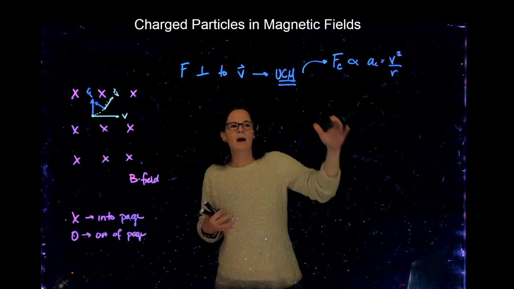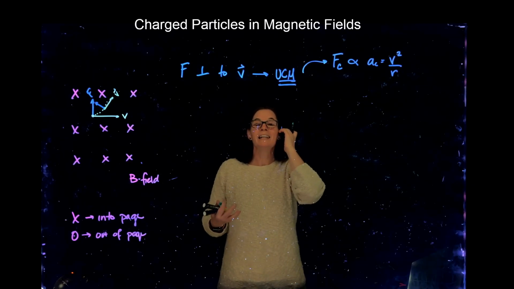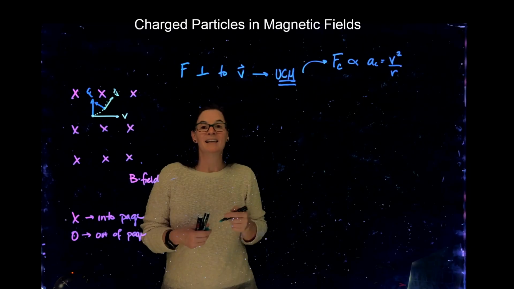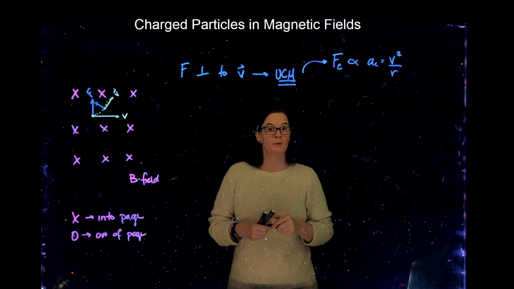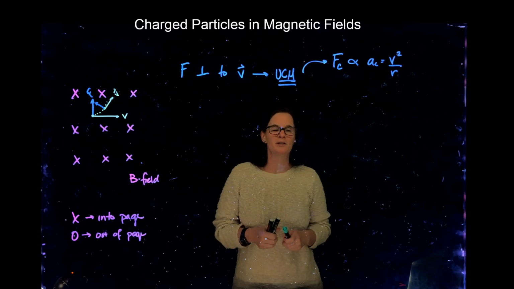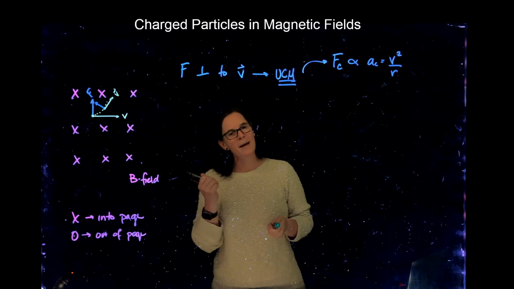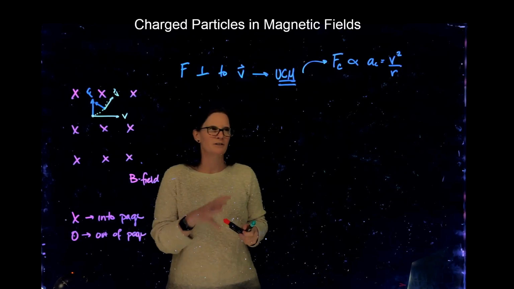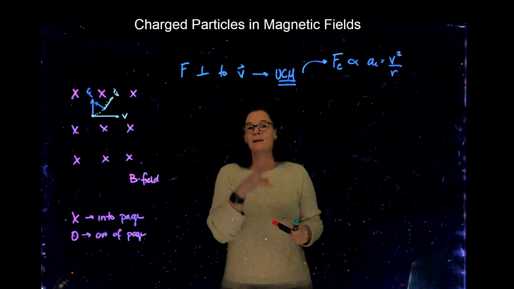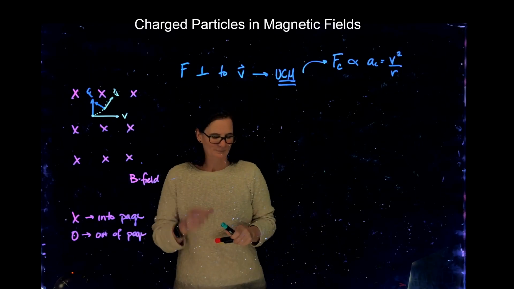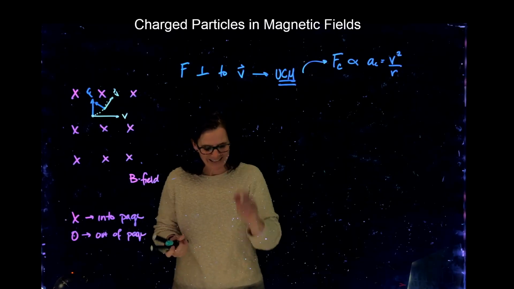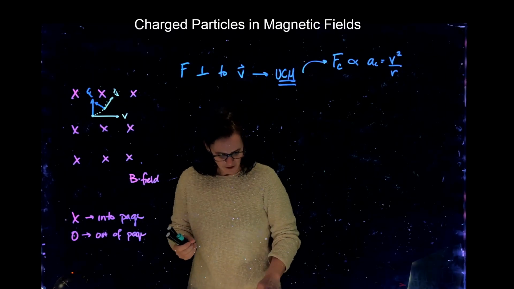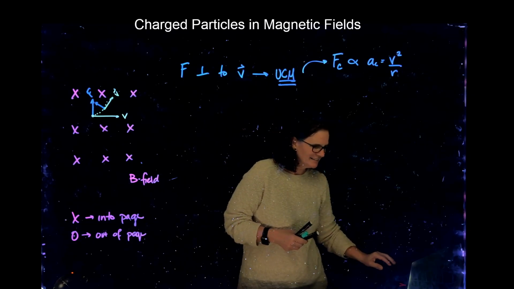So we can describe the trajectory, the radius of that particle, using our ideas of uniform circular motion. If it's been a while since you looked at uniform circular motion and how that all works, go back and check out those videos on uniform circular motion to refamiliarize yourself with this idea of centripetal force and the centripetal acceleration. Okay, let's use an example.